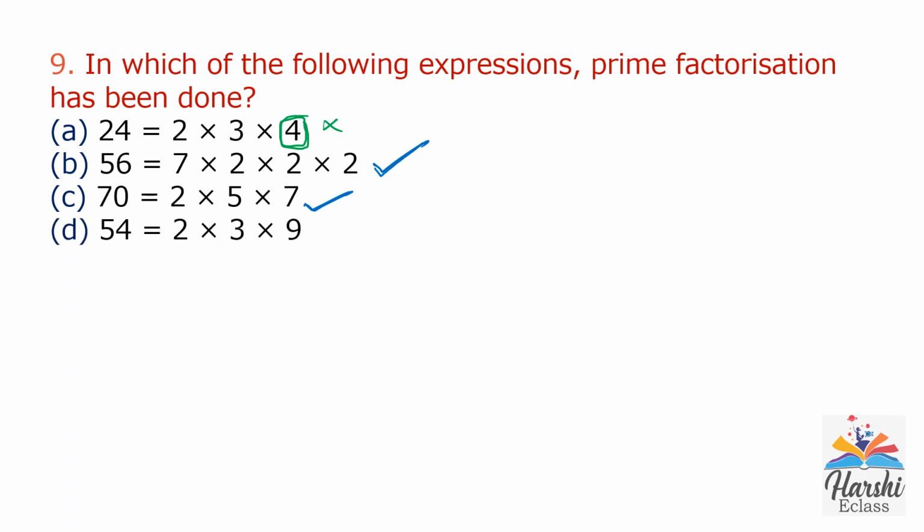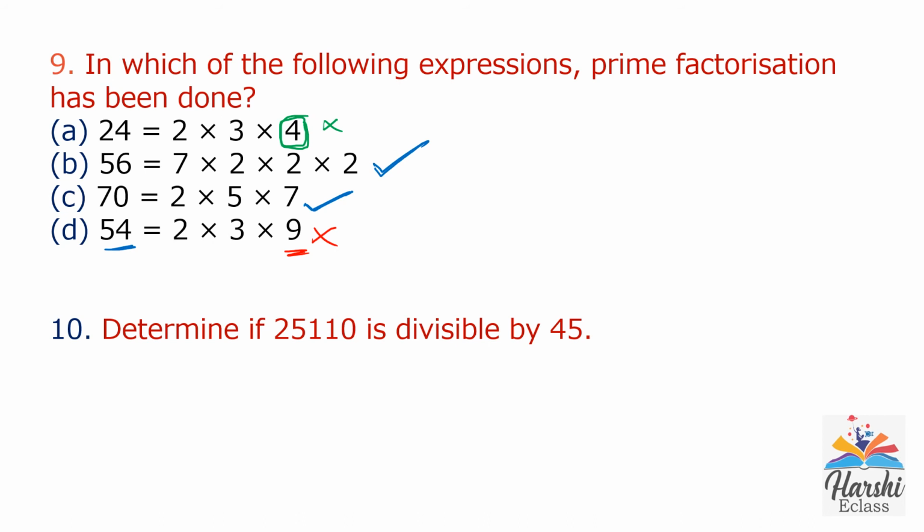D. 54. Multiply and check. 2 threes are 9, 9 nines are 81. 81, but here the given number is 54. This prime factorization is not equal to 54. This is a wrong expression. This is not correct. And 9 is not a prime number. 9 is a composite number.